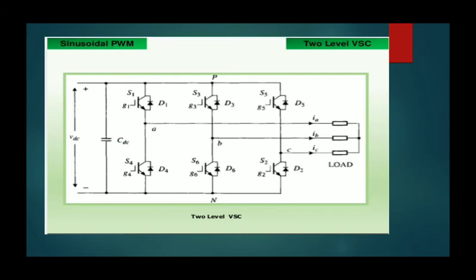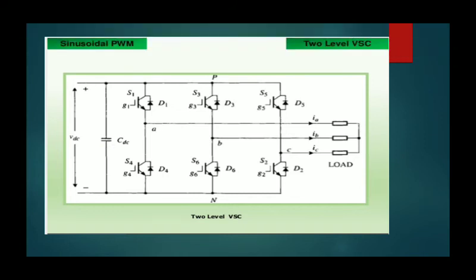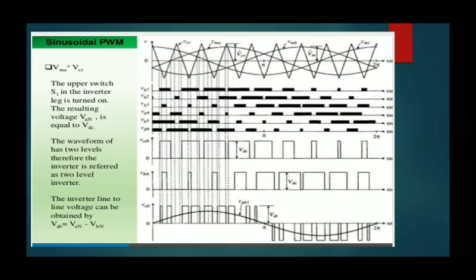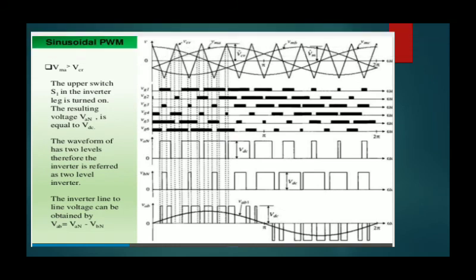This is the sinusoidal PWM circuit. These are the voltage source inverter, the DC link capacitor, and the DC source supply, and these are the switches, 6 switches. These are the final waveforms of the sinusoidal PWM.